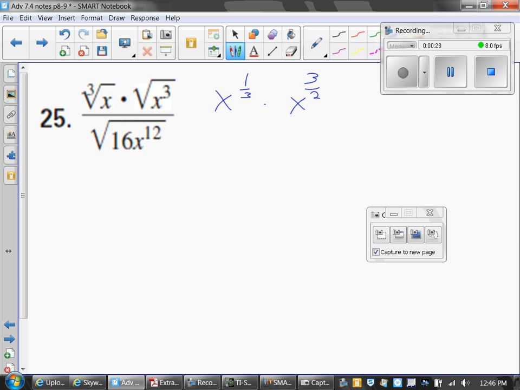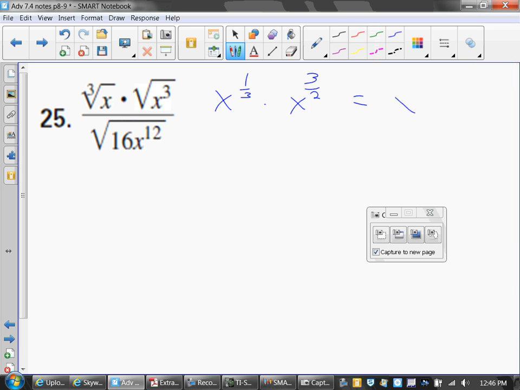Whatever the power is of the stuff underneath goes to the numerator. So now you have same base, different exponents, add them. So 1/3 and 3/2 gives you 2/6, 9/6, 11/6. So my numerator is x to the 11/6.